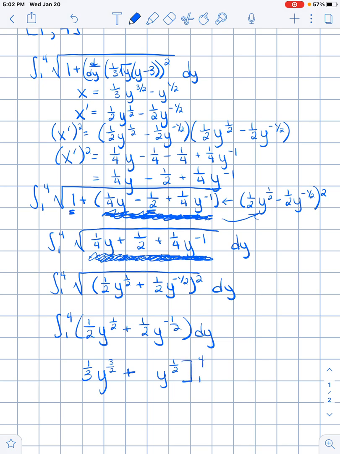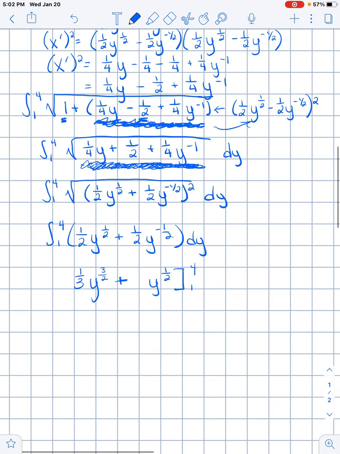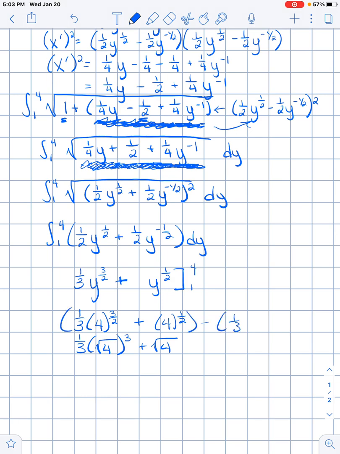And then if I evaluate that from 1 to 4, remember you can do this without a calculator, and I would expect you to do this without a calculator. 4 to the 3/2 is the same thing as saying the square root of 4 cubed. And then similarly, this one's easy because it's just 4 to the 1/2, which is just the square root of 4. Okay, and then minus, let's plug 1 into this. Now this one's not bad because it doesn't matter what the exponent is.